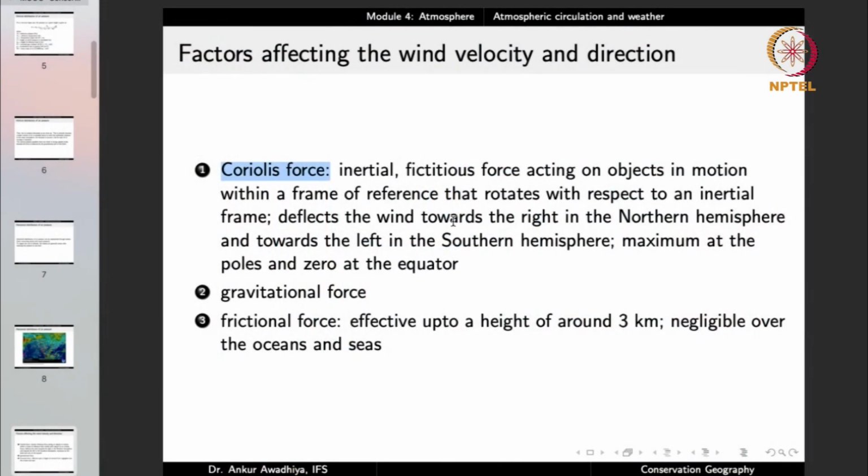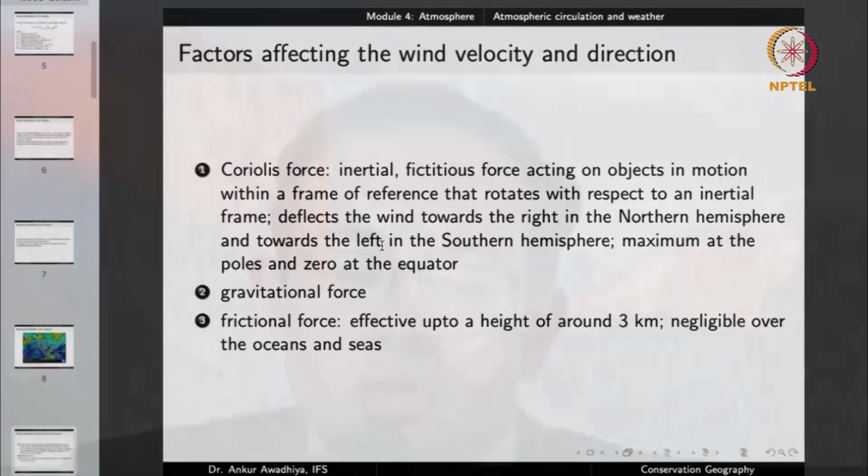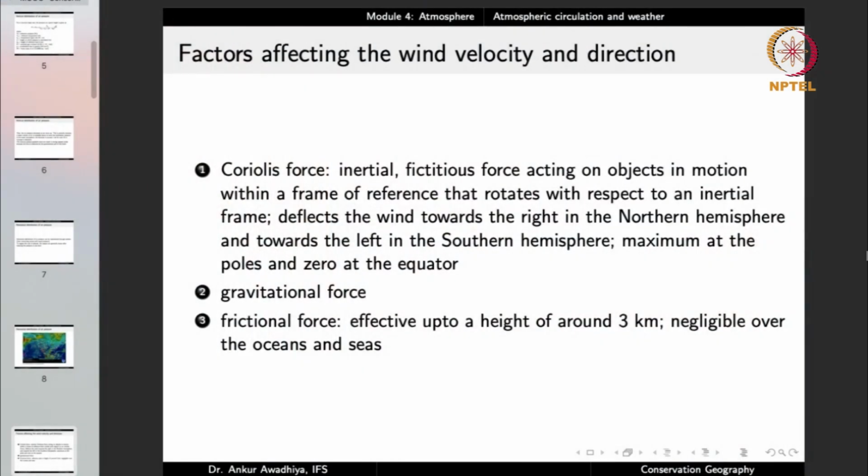So this is the Coriolis force. It deflects the wind towards the right in the northern hemisphere and towards the left in the southern hemisphere. It is maximum at the poles and zero at the equator, because this Coriolis force has got to do with the rotation of the frame of reference. Now this rotation is most observed in the poles and it is least observed on the equator. And so the Coriolis force is maximum in the poles and it is zero at the equator.